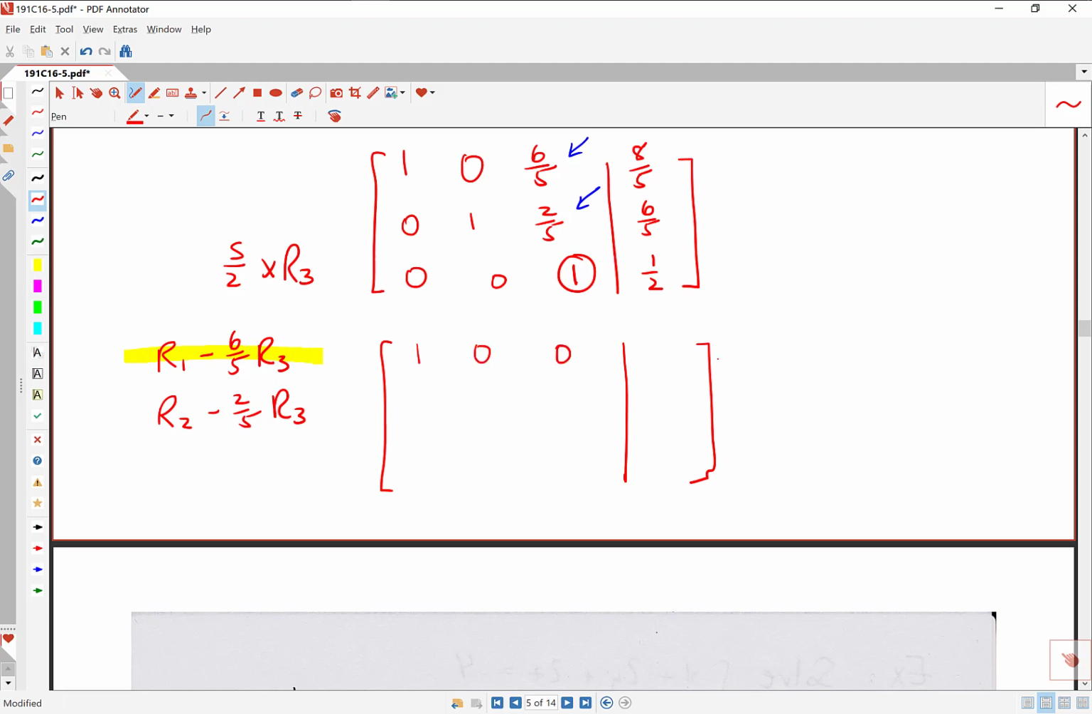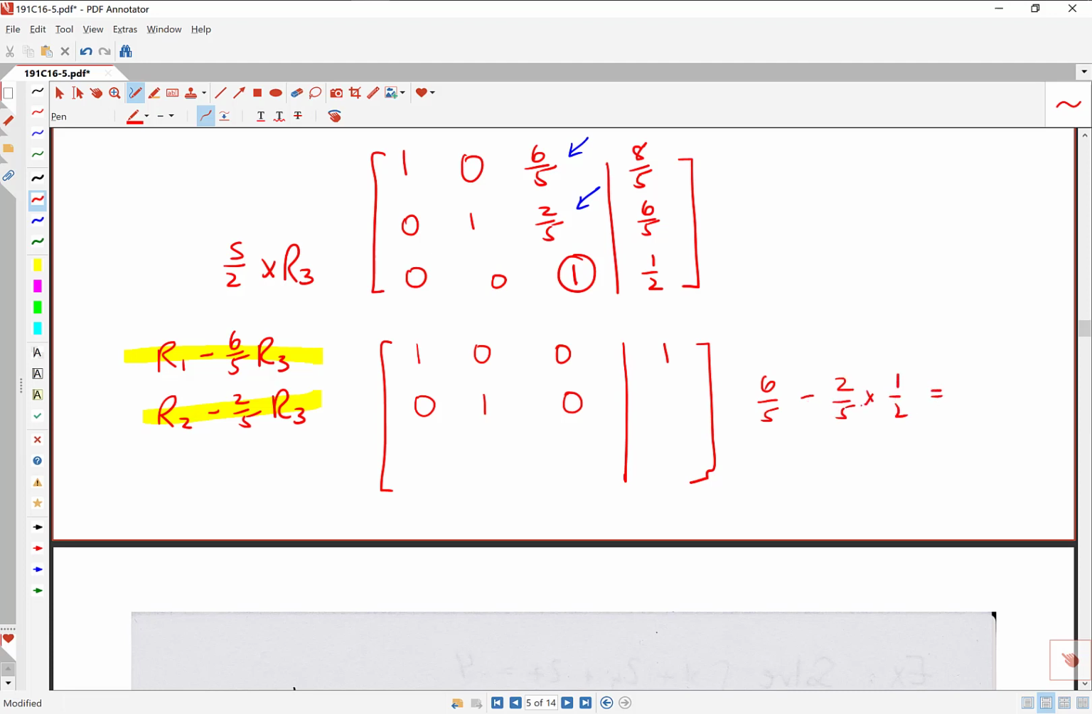And then over on the right side, we're supposed to do 8/5 minus 6/5 times whatever we have in row 3, which is 1/2. Okay, so if we think about how many tenths do we have, this is like 16 over 10 minus 6 over 10, which is 10 over 10. So let's just call that 1. And then for the second row here, we're going to go row 2 minus 2/5 times row 3. Okay, so 0, 1, 0.